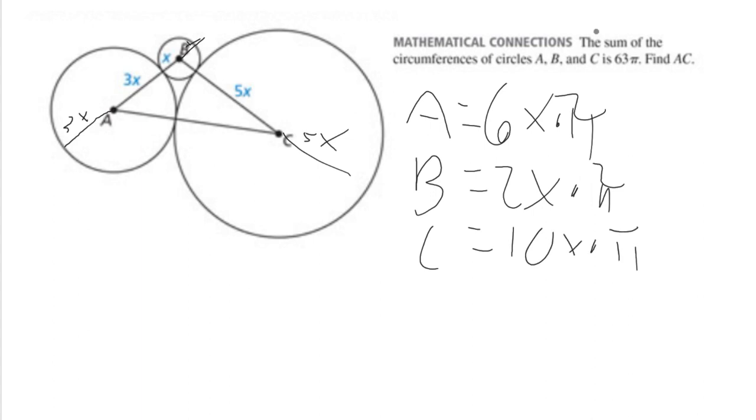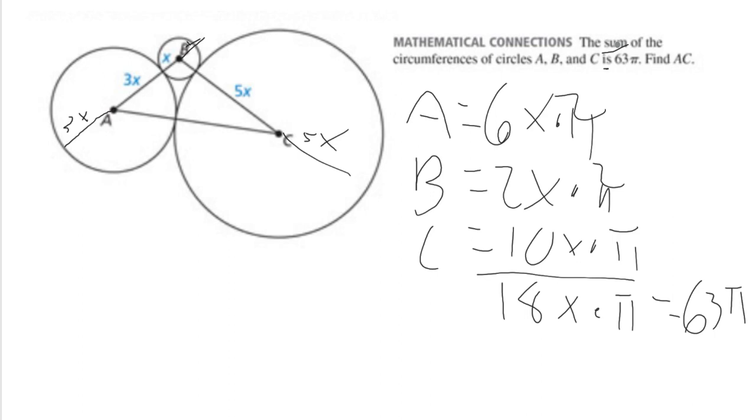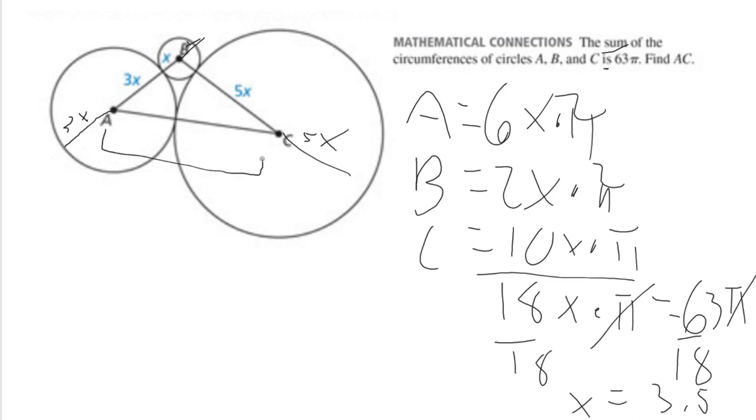They told us to find the sum, so add them all together. So then I get 18x times pi. They said the final answer is, so equals 63 pi. I divide pi from both sides, and I divide 18 from both sides. And I get 3.5.